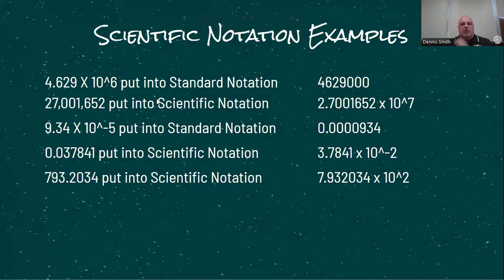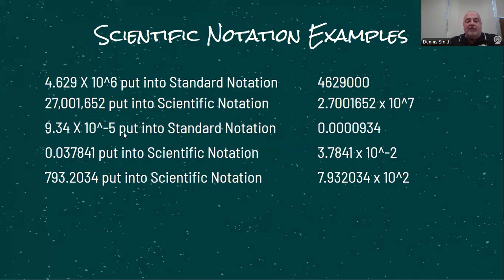So there you go. 4.629 times 10 to the 6th. You move it these 3 spots. You still got 3 more to go. You add the 3 zeros here. Okay, put into scientific notation. Your decimal's here. You got to move it 7 spots to between the 2 and the 7, and you get 10 to the 7th. Put 9.34 times 10 to the negative 5th in standard notation.